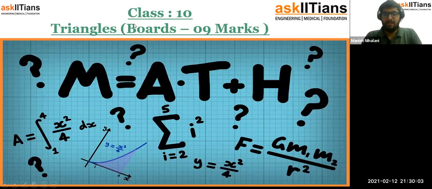As you can see, triangles is a very important chapter from your board's perspective, because this chapter is of 9 marks in boards. With options, this comes for 9 marks. This is very important, because if you just do this one chapter, it fetches you 9 marks. Now you all can understand the importance of 9 marks in a board examination, right?